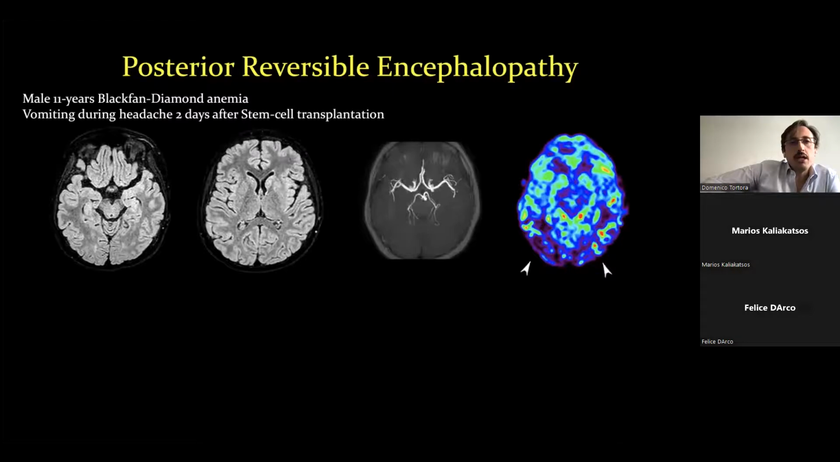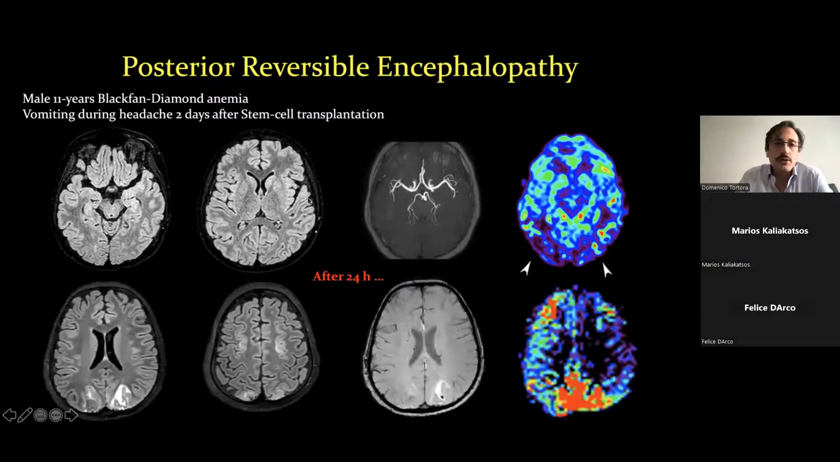This is a case of an 11-year-old male with Diamond-Blackfan anemia, presenting at the acute stage with vomiting and headache 2 days after stem cell transplantation. You can see no lesion at the acute stage on FLAIR, and no abnormalities on MR angiography. ASL revealed these focal areas of hypoperfusion in the posterior region of the brain.